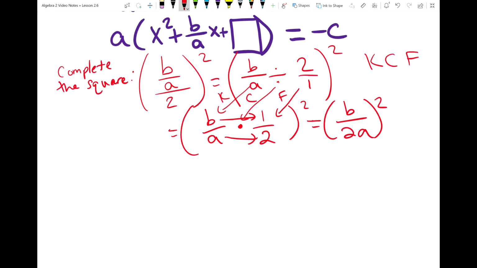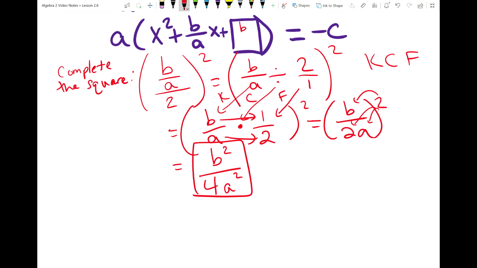All right, and then you're gonna distribute the squared to all of the terms on the inside, the parentheses. So you have b squared over, well, we know 2 squared is 4, so we're gonna say that that's 4, and then a squared is just a squared. Okay, so this guy is the guy that goes in the box over here. So we got b squared over 4a squared.